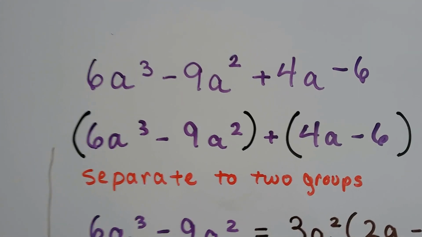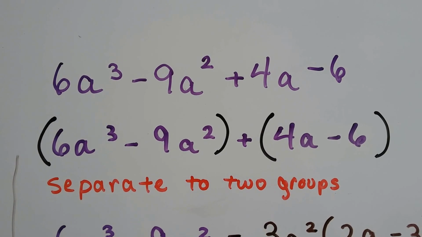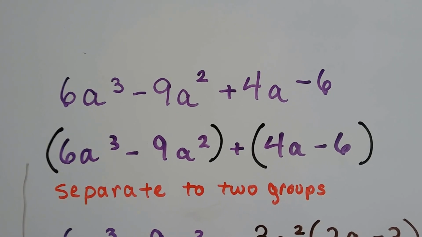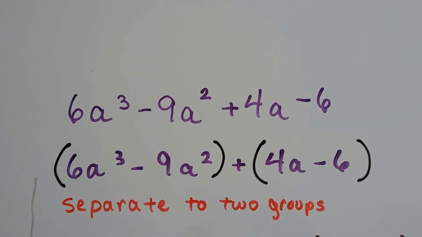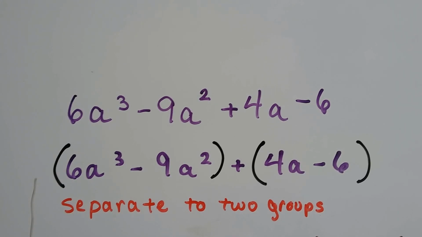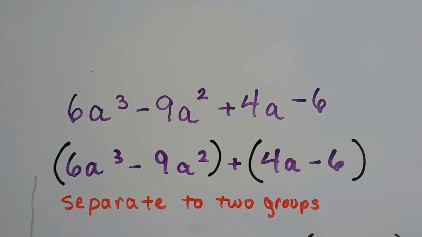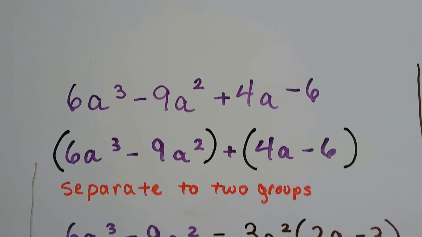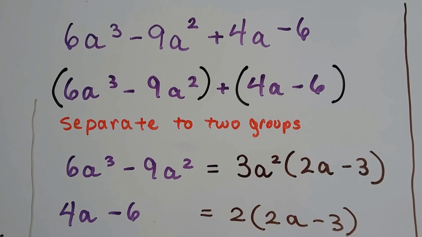Okay? Let's try it again. Now we've got 6a to the third power minus 9a squared plus 4a minus 6. We separate it into 2 groups. We put the 6a to the third minus 9a squared into one group and the 4a minus 6 in the other group. We factor them separately.